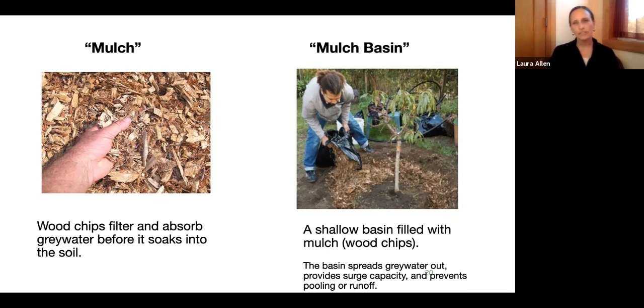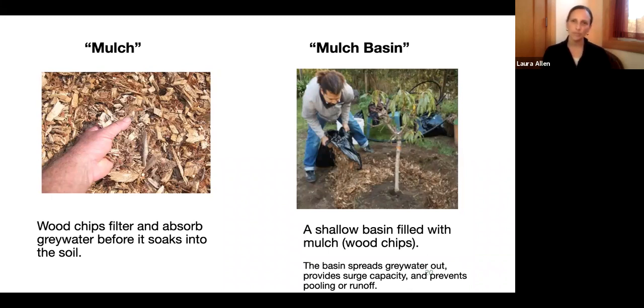In greywater, we actually use it as the filter. So we put the greywater through the mulch, through the wood chips. It filters it, it catches the lint and the debris. It also absorbs the greywater, and then it allows it to soak into the soil. It provides surge capacity, so there's a lot of air spaces in that mulch, so it can soak up a lot of water, and then over time, it will soak down into the soil.